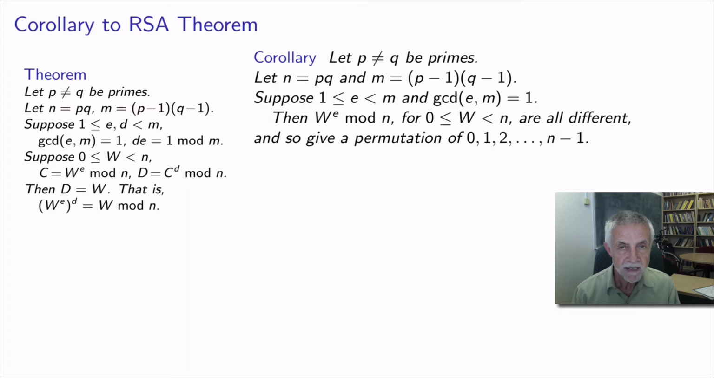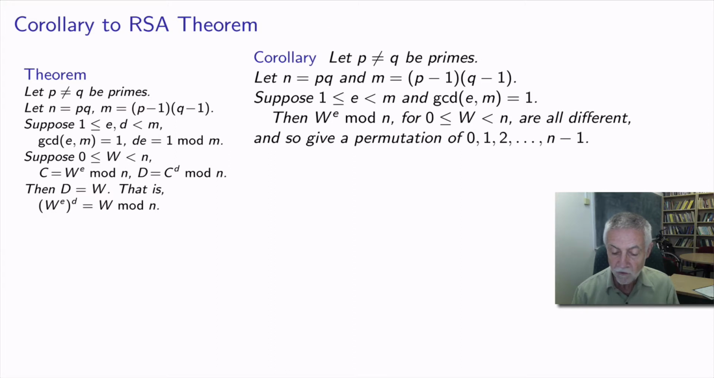And the corollary says that, in fact, these will all be different from one another, in the sense that if I take two different w's, then I'll get two different c's. So let's just state that as a corollary over here.